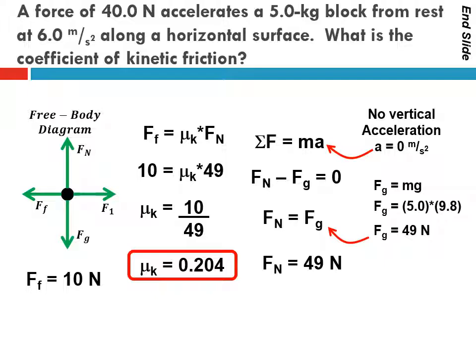Notice the coefficient of friction doesn't have a negative sign because it doesn't have a direction. It also doesn't have any units. So keep in mind that a coefficient is a ratio between two measurements that are the same unit. So this is in newtons, 10 newtons, and then 49 newtons. The newtons are going to cancel, and that leaves us with no units.